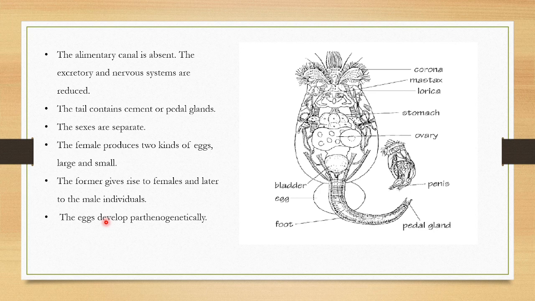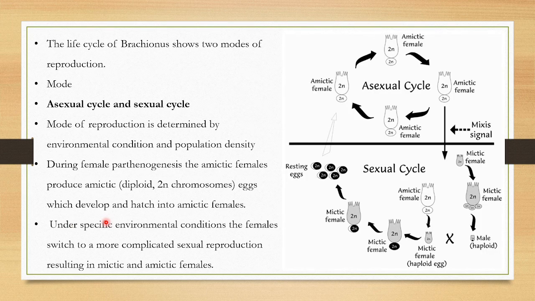So let's move on to the details of its life cycle. The life cycle of Brachionus. Let's discuss the life cycle of Brachionus, which shows two modes of reproduction. One is called an asexual cycle and the second is called a sexual cycle. So the asexual cycle is also known as the parthenogenetic process.